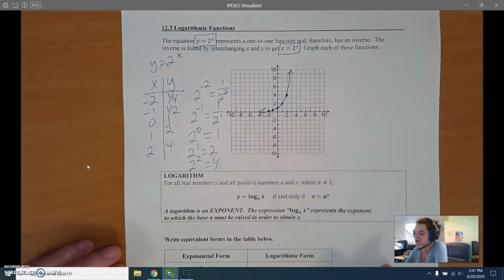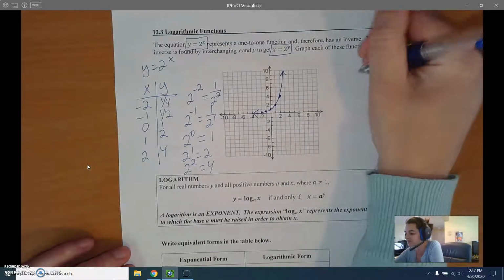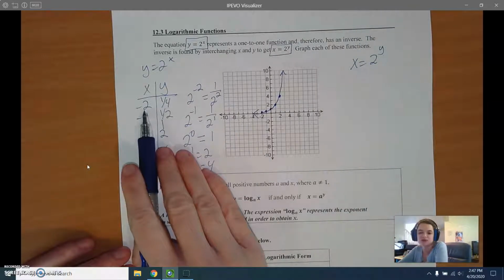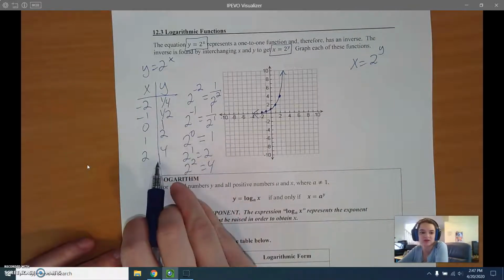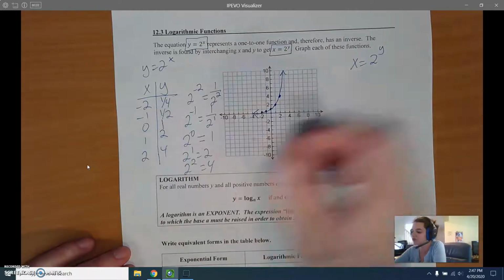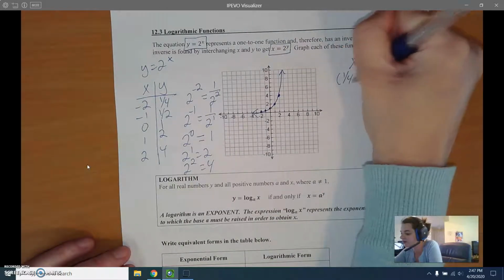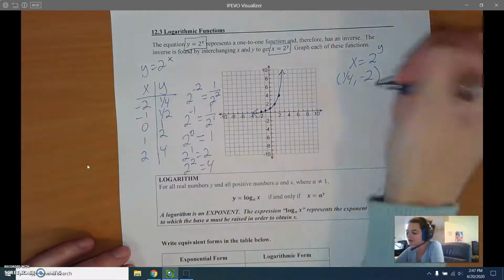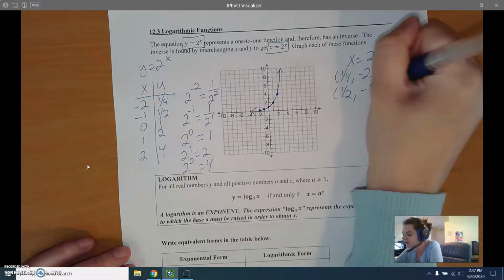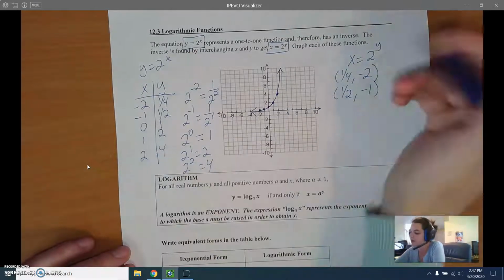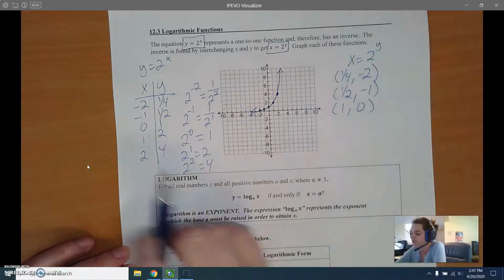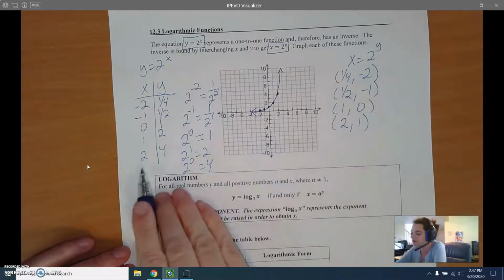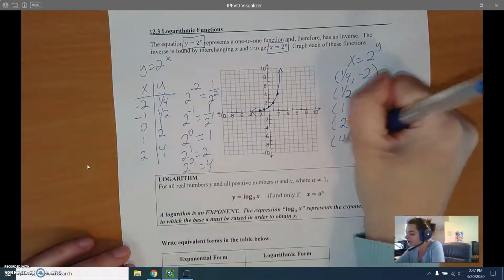So let's look at the inverse and see what happens there. For the inverse, x equals 2 to the y, all I'm going to do is switch my x and y from the coordinates that I've already found. So instead of -2, 1/4, I'm going to have the point 1/4, -2. Instead of the point -1, 1/2, I'll have the point 1/2, -1. Instead of 0, 1, I'll have the point 1, 0. Instead of 1, 2, I'll have the point 2, 1. And instead of 2, 4, I'll have the point 4, 2.